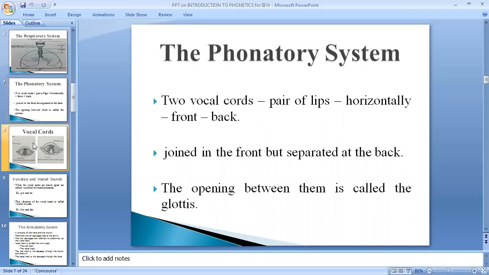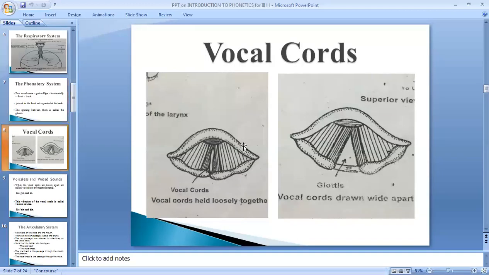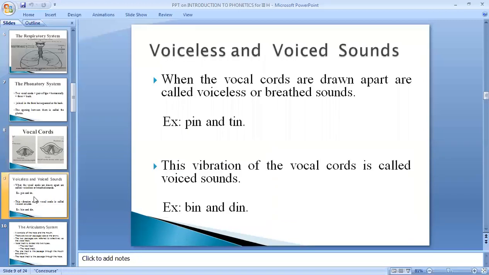Let us see the picture. Vocal cords. So this one is the glottis. These are a pair of lips, and horizontally they are placed from front to back. They are joined in the front but can be separated at the back. The opening between them is called the glottis. With the help of vocal cords, we can produce voiceless and voiced sounds.